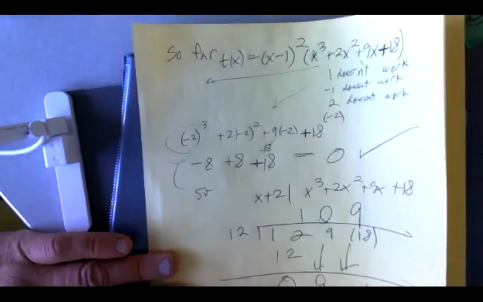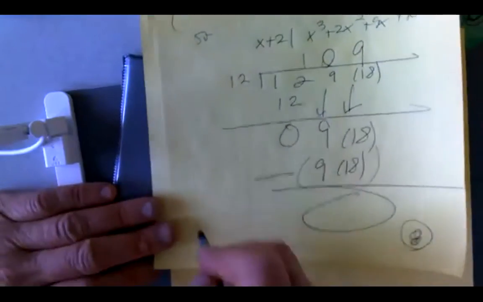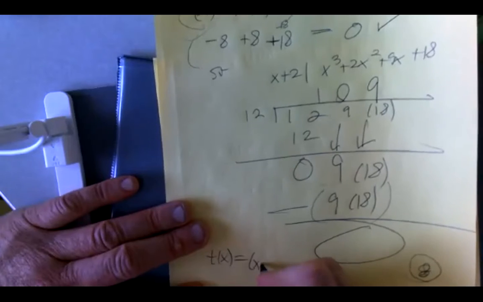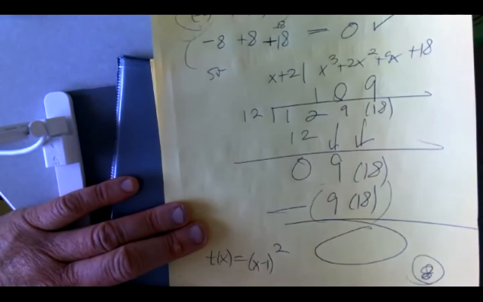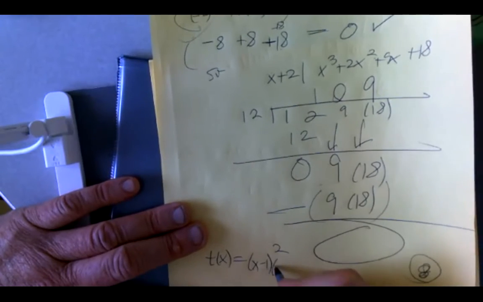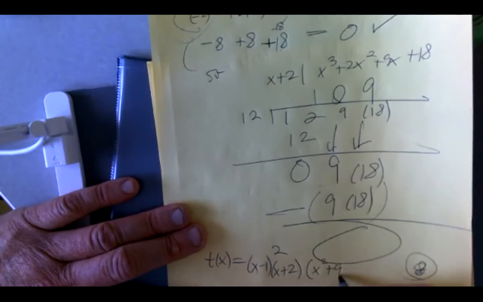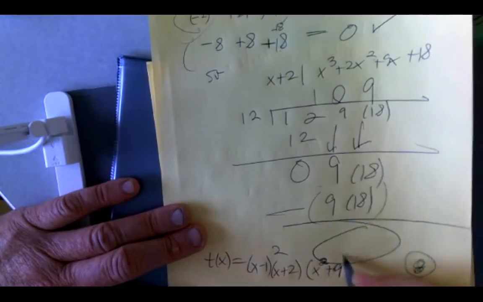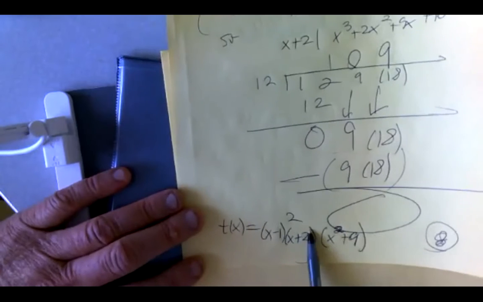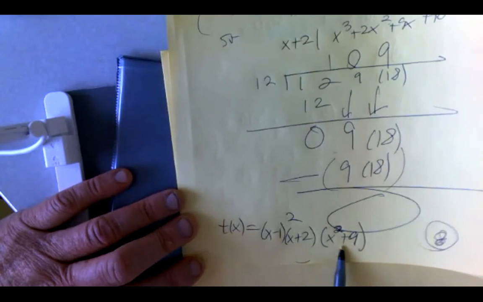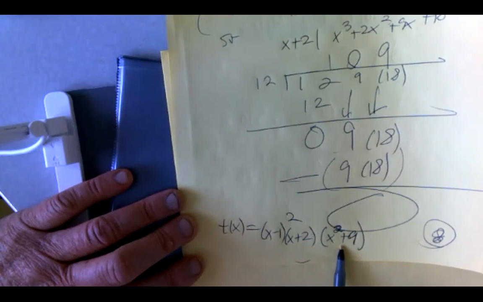So I'm at this point now, I kind of got the answer. T of x equals (x minus 1) squared times (x plus 2) times (x squared plus 9). Do you kind of know this will never work? Nothing will work in this. It's complex roots. The roots to this are negative.